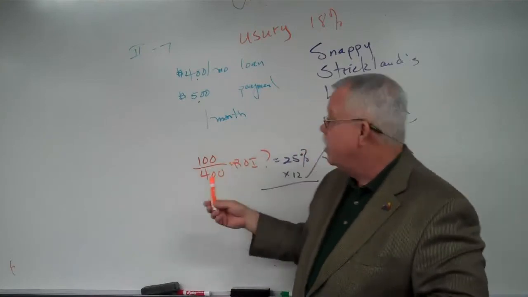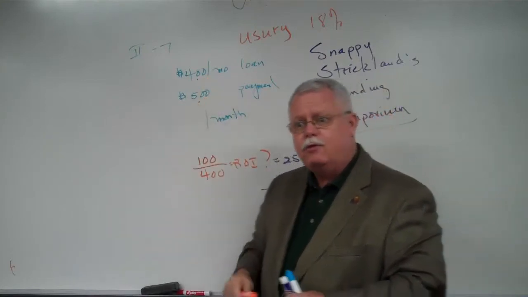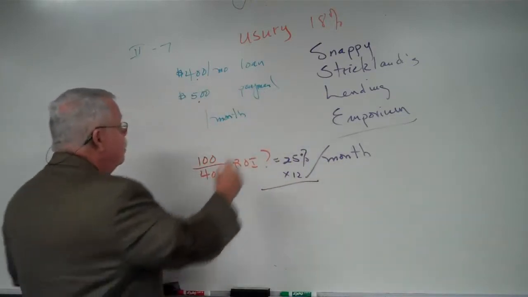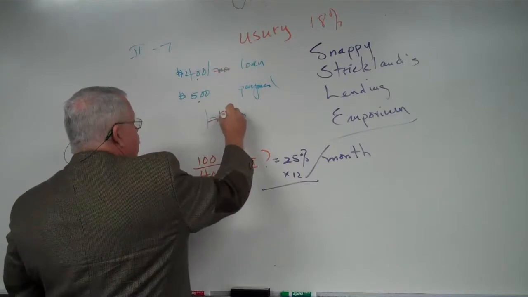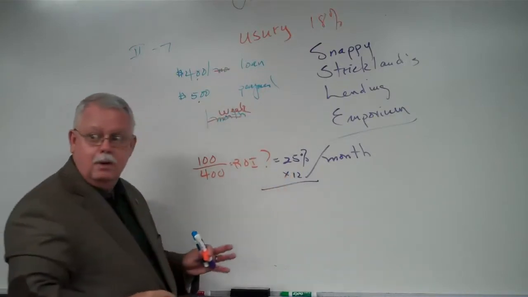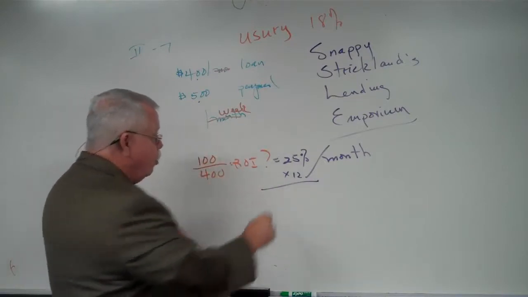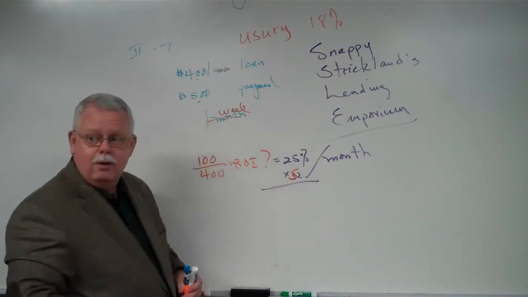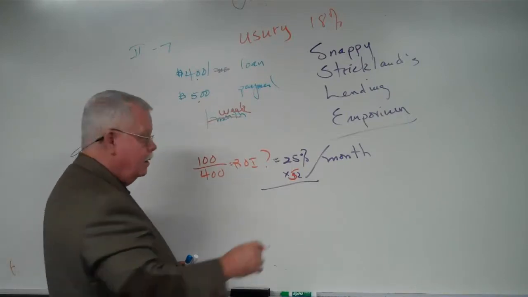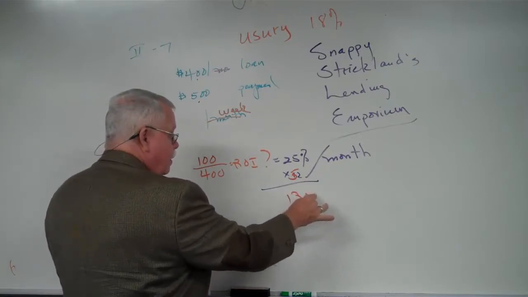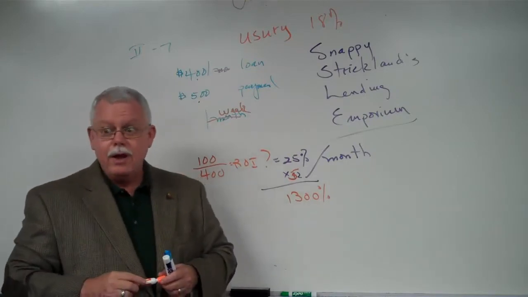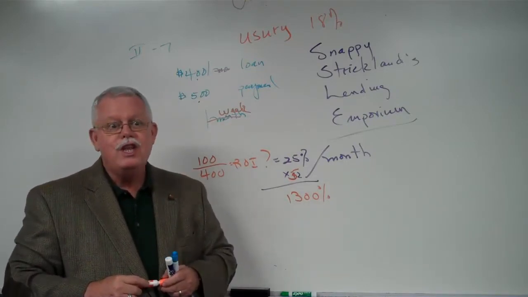But when somebody says, I'll give you this today for this much tomorrow, what if this had been for a week? I'll give you $400 this week for $500 next week. What rate of interest would that be? Let's do this on a weekly basis. What would you do? That's 25% per week times 50 weeks a year. How much is that? Is that right? 1,300. 1,300%.